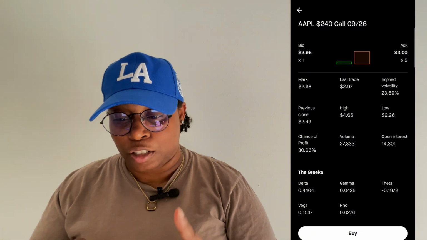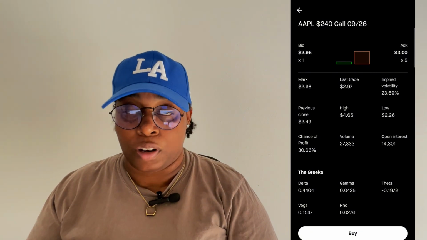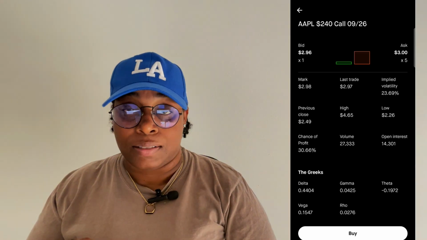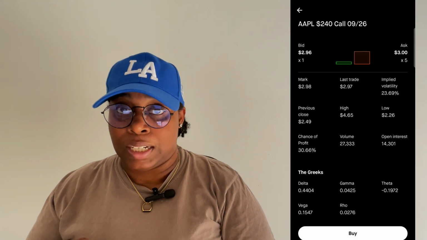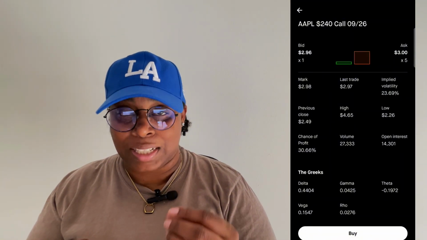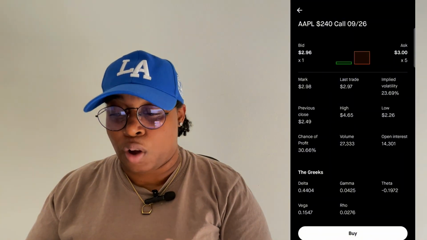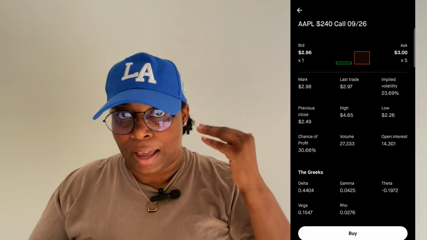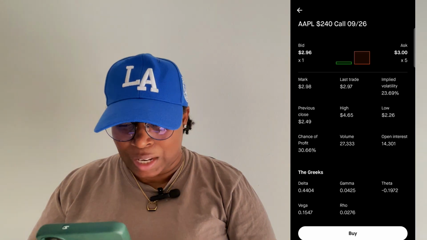Now the high tells you how high this $240 strike has been, meaning that it was $4.65. So if someone was holding this, let's just say one contract, they at one point had $465 in value on this particular option. That right there is just letting you know how high this particular option has been.